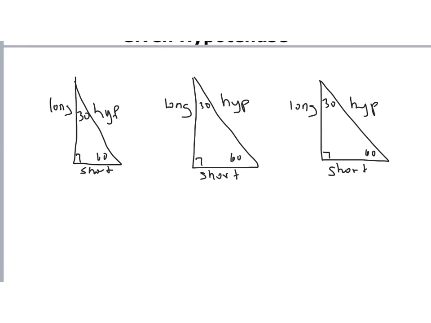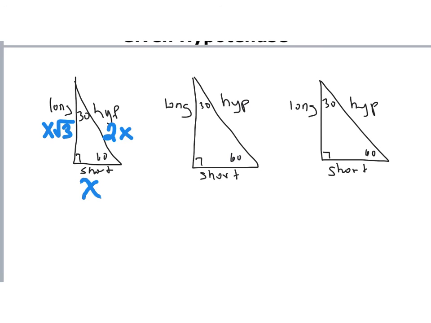Then on my first triangle, I'm going to put the pattern. Remember, your short leg is x. Your hypotenuse, how do we get to the hypotenuse? 2x, we double it. And then my long leg? x square roots of 3.